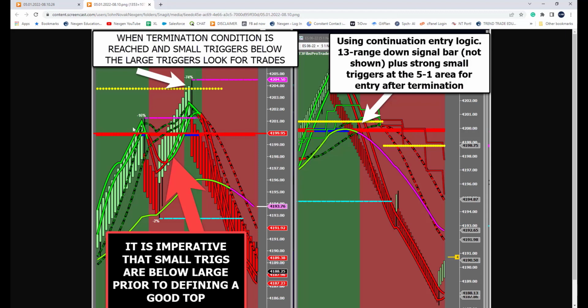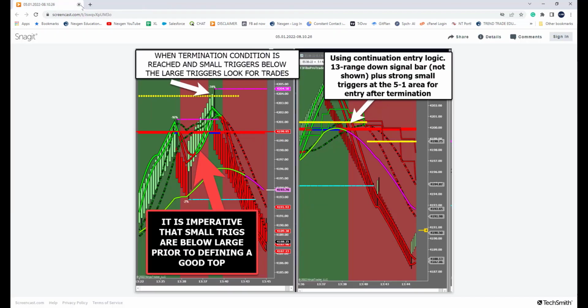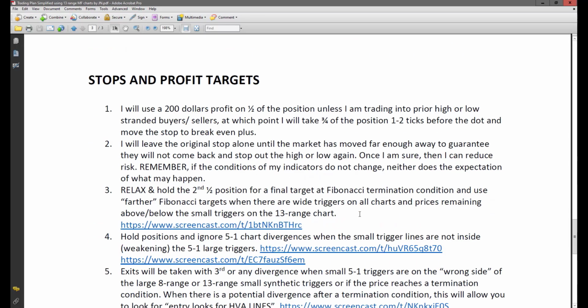Can't do it over here because it's just too strong. But the second time you can do it and get away with it. And this goes back to the video about good tops and good bottoms. If you don't know it like the back of your hand and you haven't looked at 1,000 examples of it, you're not ready for this. So just a fair warning. And then, really easy logic. $200 profit target.